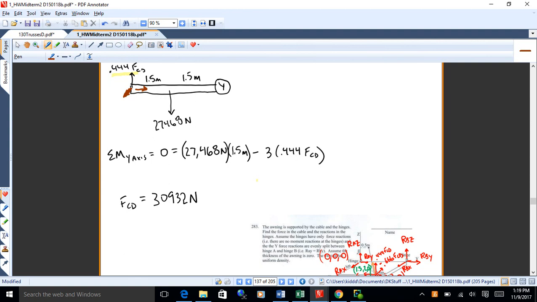So you can just take moments there. You get 27,468, which is the weight of the awning times 1.5 meters. That's going to come around counterclockwise, so that's positive. Then the 0.444 FCD is going to go around clockwise, so that's negative. And that has a moment arm of 3 and a magnitude of 0.444 times whatever FCD is. So that gets you FCD, 30,932. And that's the really hard one to find, I guess.